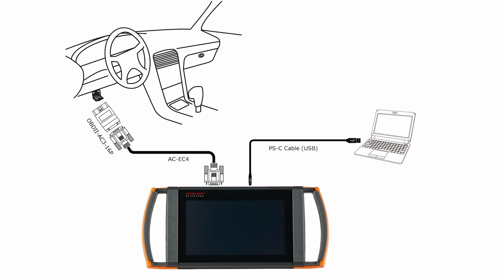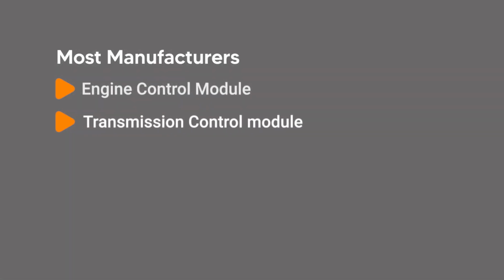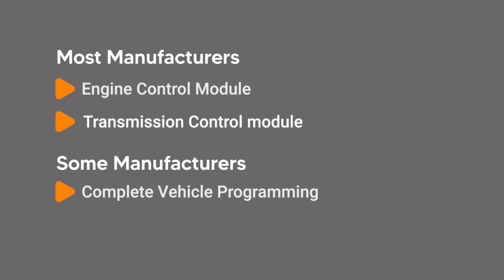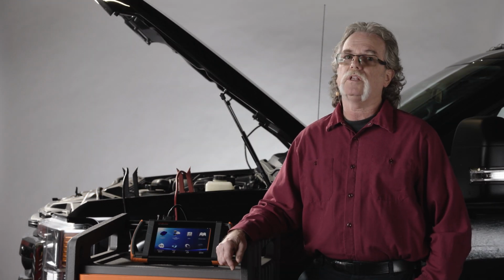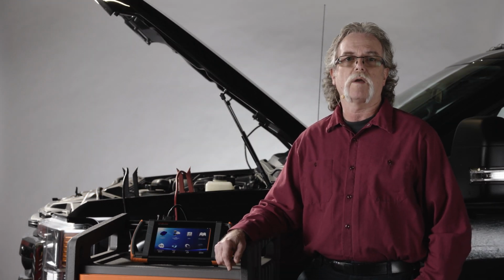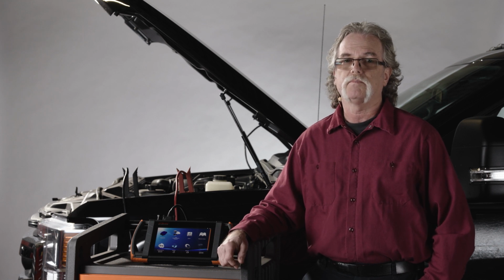J2534 defines a standard vehicle network interface that can be used to reprogram emissions-related control modules. That means some manufacturers are going to offer programming of modules like the engine control module and the transmission control module. Others will give you access via pass-through to complete vehicle module programming. Be sure to check availability for your vehicle and module programming you want to perform before purchasing an OE subscription.